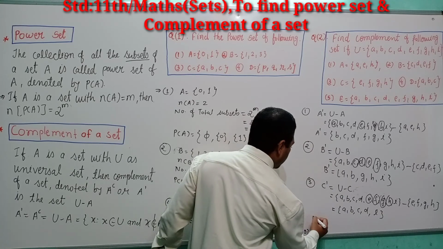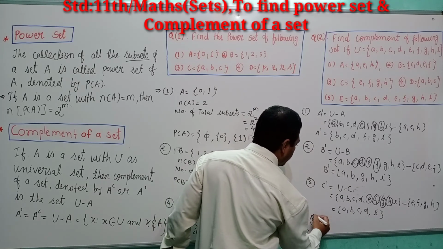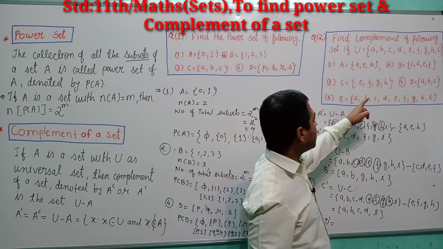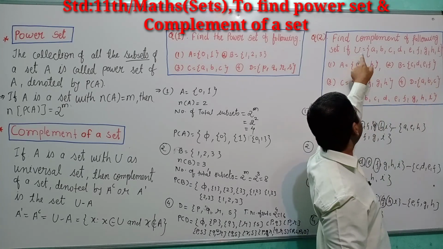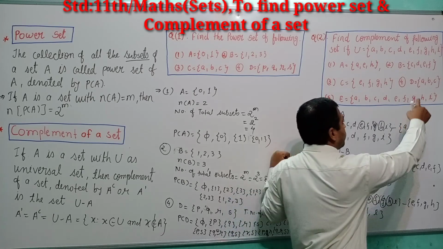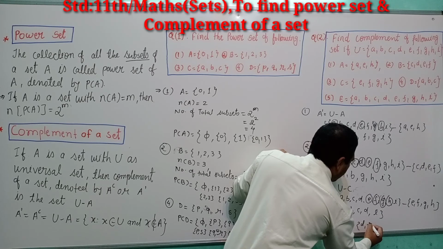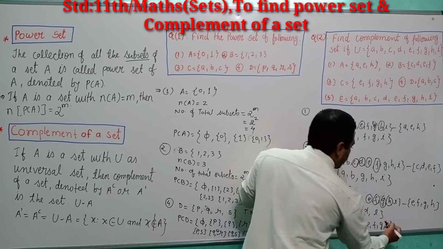Okay students, in question number 4, you want to find D dash. So D dash means U minus D. You will have to remove A, B, C from the elements of U. So finally you are getting D, E, F, G, H, I.